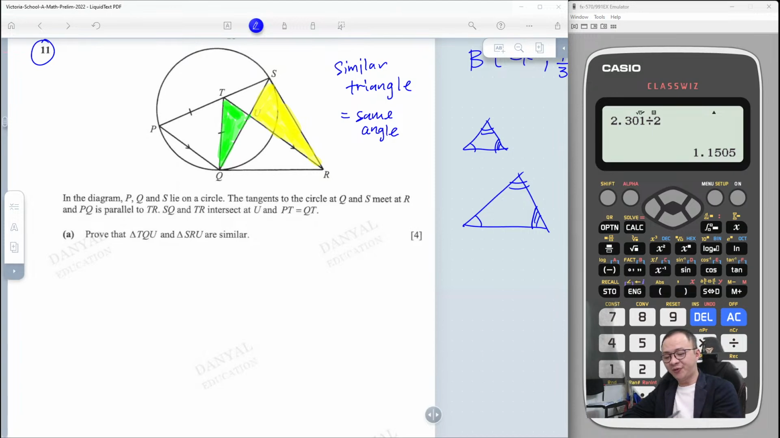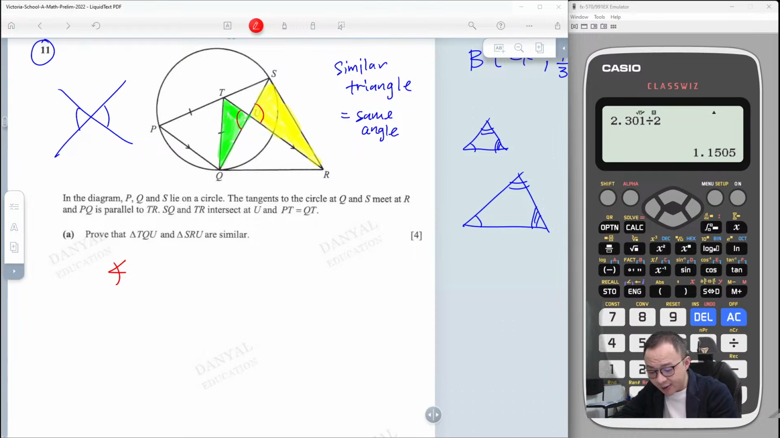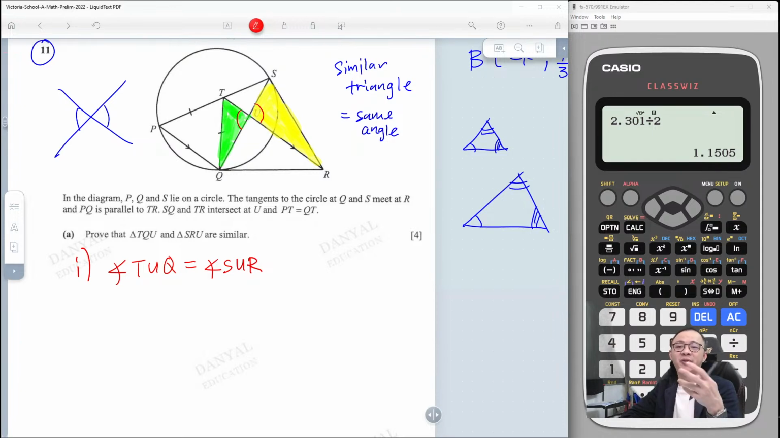Okay, so first thing, we have two straight lines, so the opposite angles must be the same. I believe all students agree on this one. So this angle and this angle will be the same. Nothing needs to be proved, but I will just write it down. So angle TUQ equals angle SUR. Okay, so we already proved the first angle. So right now we need to prove two more angles.